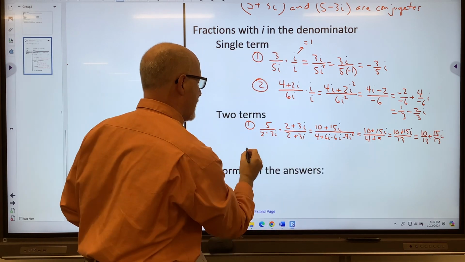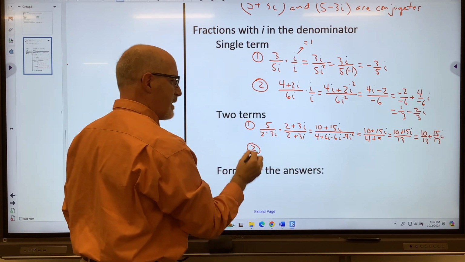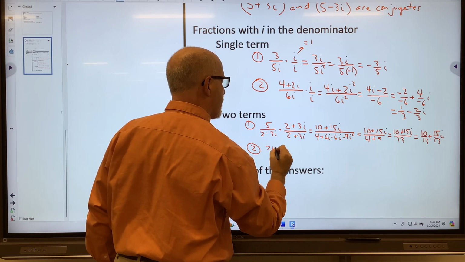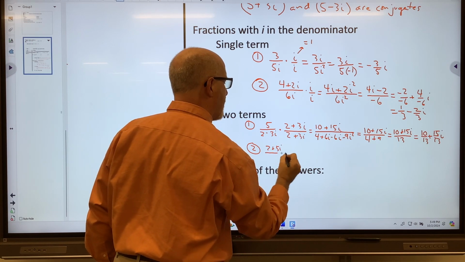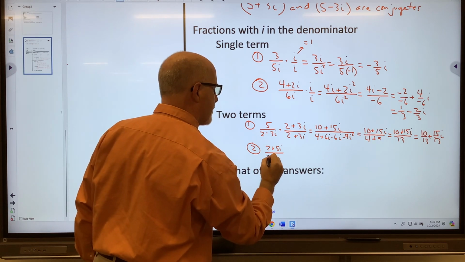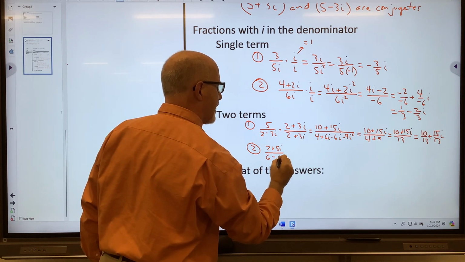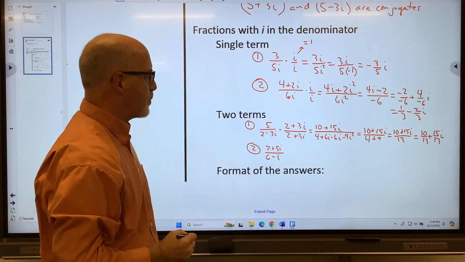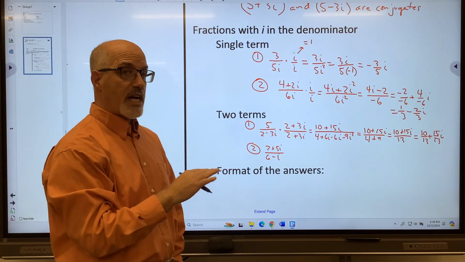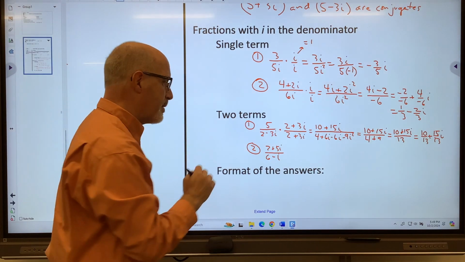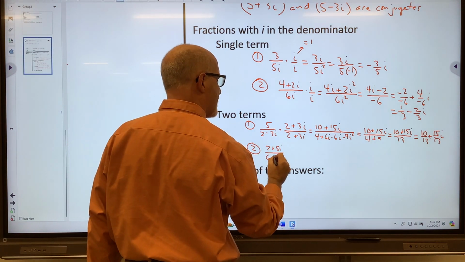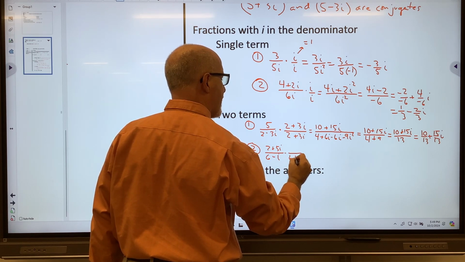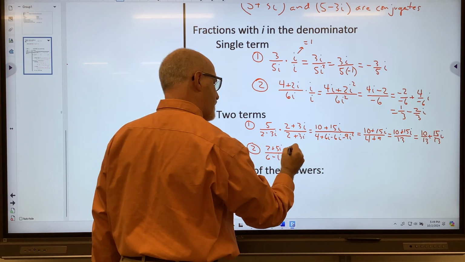Okay, let's do one more example. So let's say we have, as this problem, 2 plus 5i in the top, and in the bottom we're going to have 6 minus 1i. Now, you don't worry about a conjugate in the top, you worry about the bottom. So the conjugate of 6 minus i is going to be 6 plus i. You do it in the bottom, but you're also going to do it in the top.